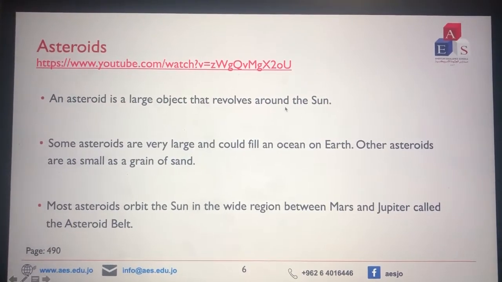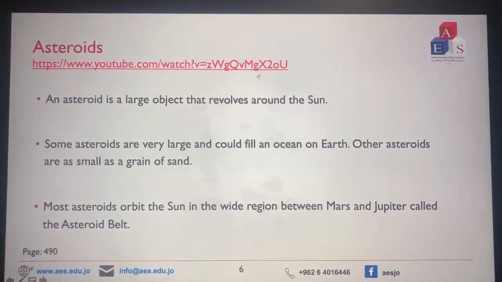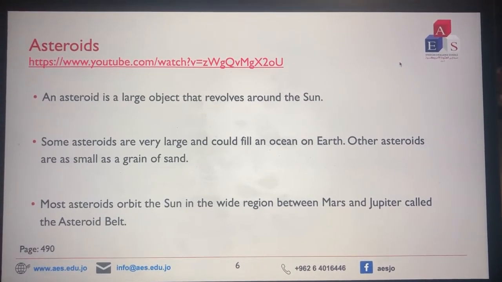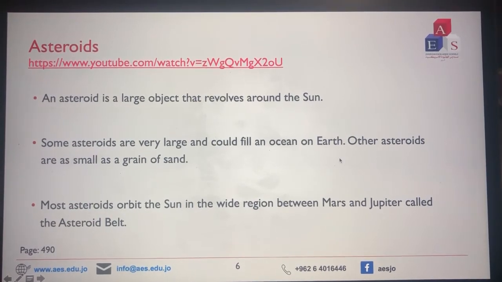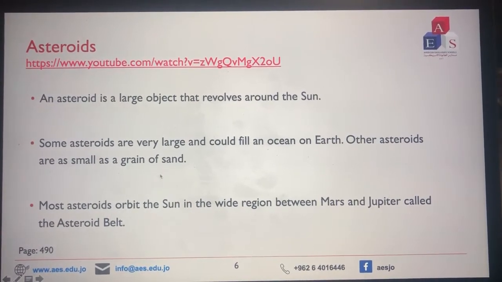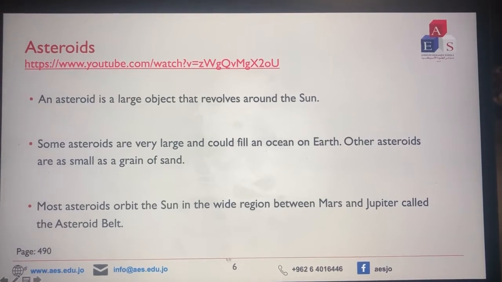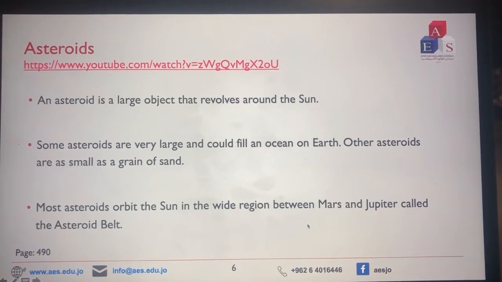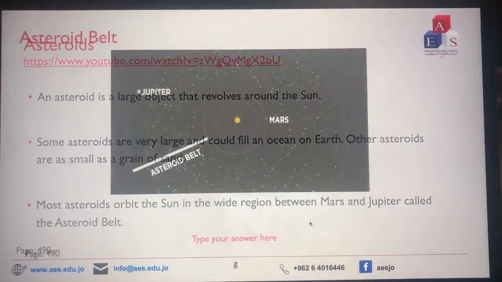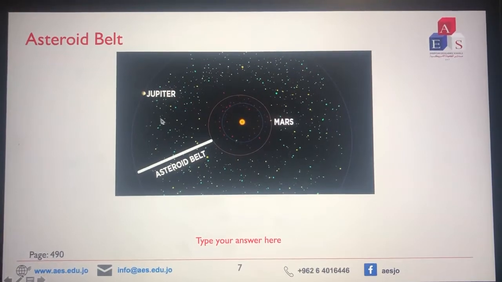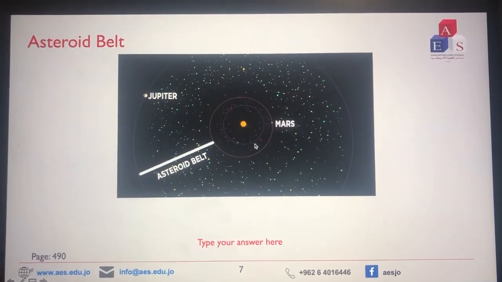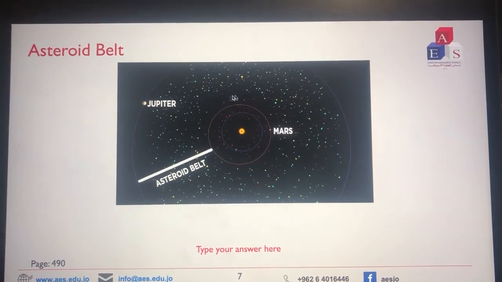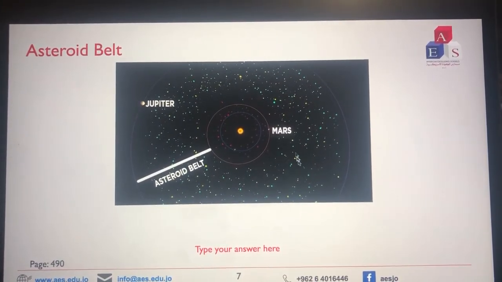So, asteroids. You can watch a video here about asteroids, and you'll know that an asteroid is a large object that revolves around the sun. Some asteroids are very large, and some asteroids are as small as a grain of sand. Now, most asteroids orbit the sun in a very large region between Mars and Jupiter that is called the asteroid belt. Now, look here, you can see this is Jupiter and this is Mars. There's an asteroid belt, a very large one right here, that orbits this area right here where all the asteroids are found.